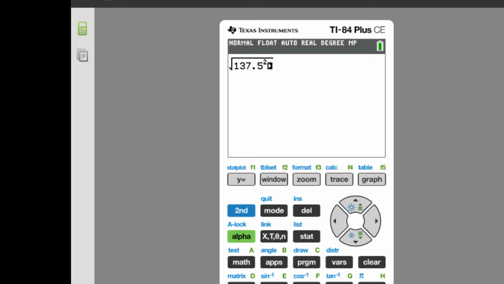Square root of 137.5 squared plus 180 squared minus 2 times 137.5 times 180 times cosine of 75. And what do you get here? 196.2. And I guess that's miles, right?